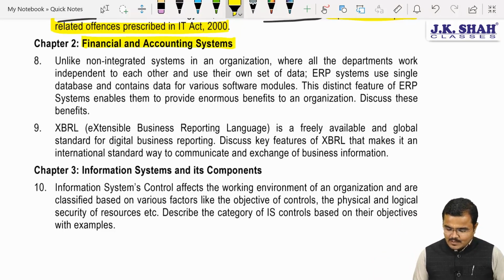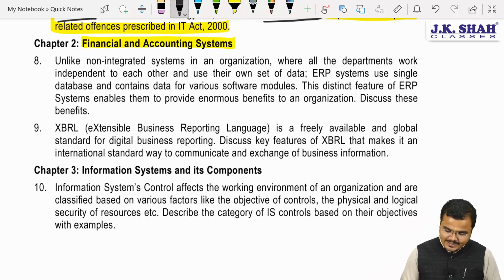Second chapter, financial and accounting system. Question number 8. Say this. What exactly are they saying?